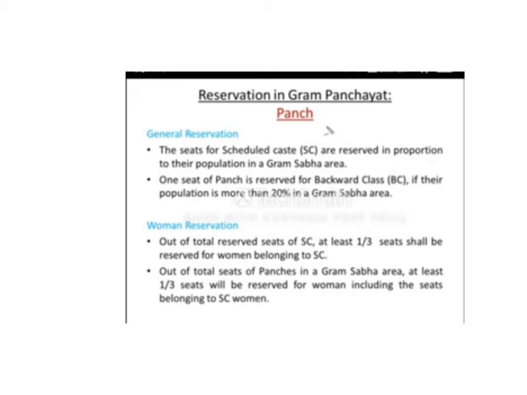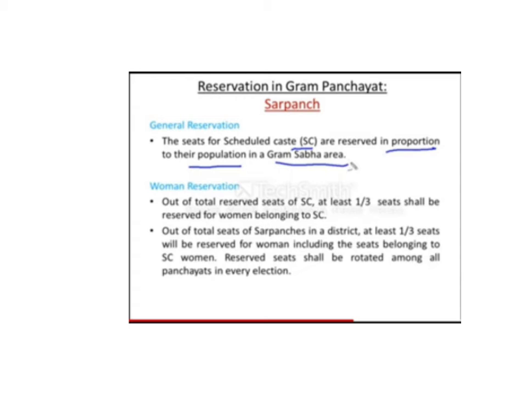Women reservation. Out of total reserved seats of SC, at least 1/3 seats shall be reserved for women belonging to SC. So 1/3, that is 33%, for the women from the category of scheduled caste. Out of total seats of Panchs in the Gram Sabha area, at least 1/3 seats will be reserved for women, including the seats belonging to SC women. That means overall we can say 33% women reservation is in the Gram Panchayat. That was for the Panch reservation.